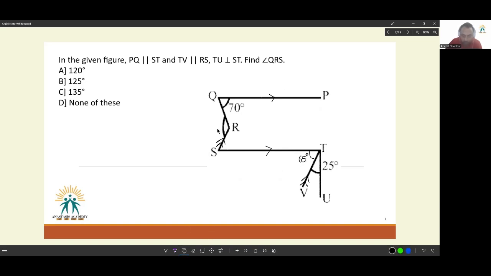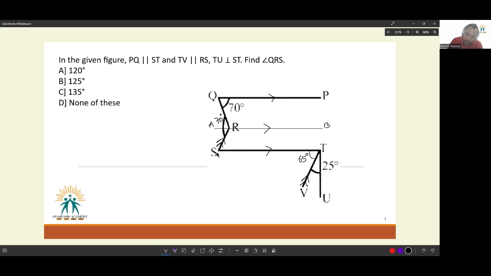In order to progress further, the first thing we do is draw a line parallel to ST passing through R. Let's label this line AB. Look at QRA and RQP. Can you see they are alternate interior angles? AB is parallel to QP and ST. So QRA is the alternate angle for RQP, so QRA will be 70 degrees.